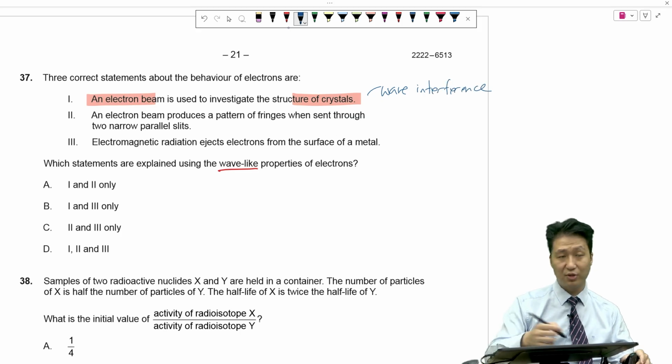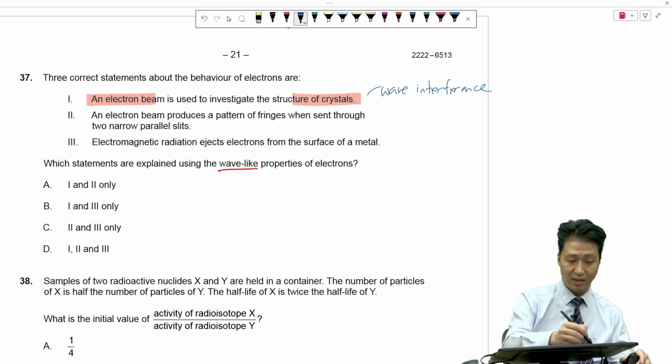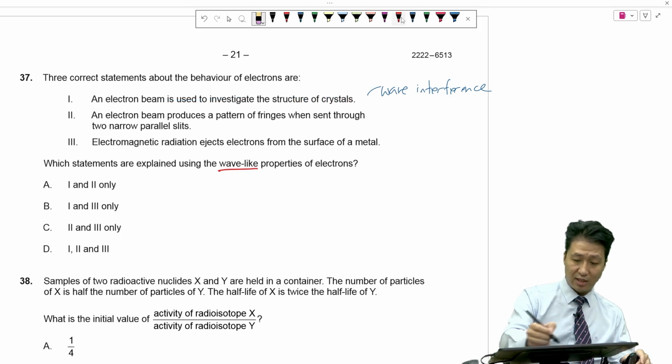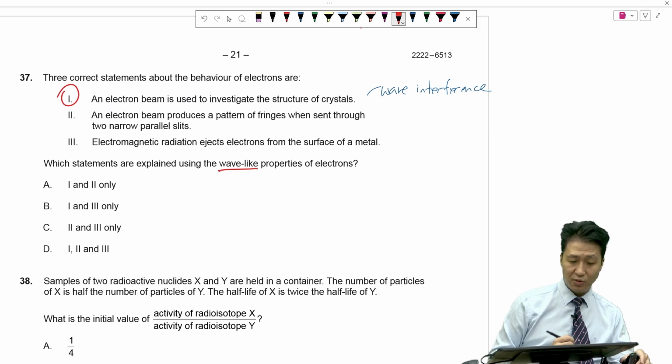And you will see, of course, constructive and destructive interference, which only occurs if there's a wave. So that is okay. 2. An electron beam produces a pattern of fringes when sent through 2 narrow parallel slits. Again, the fringes imply wave interference. So yes, it's the wave-like properties of electrons.